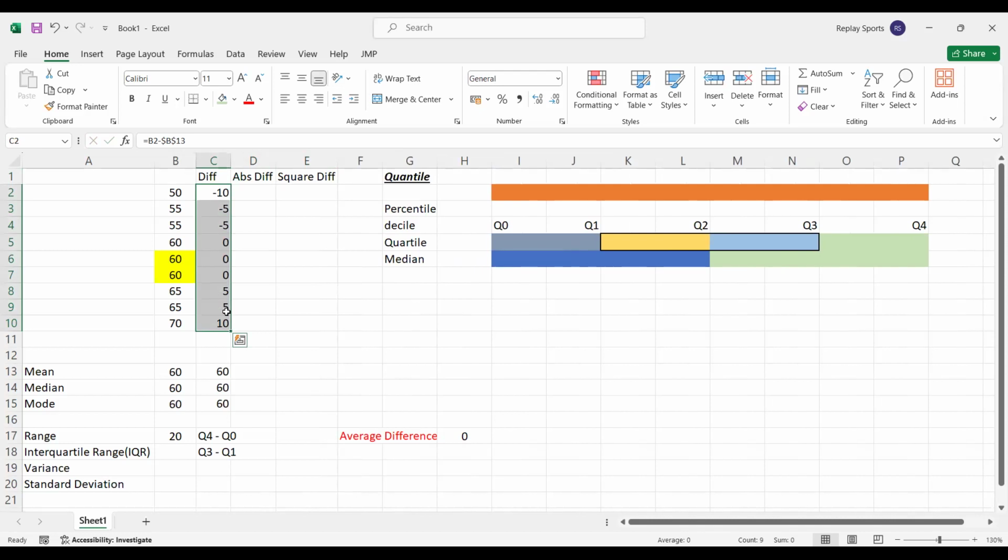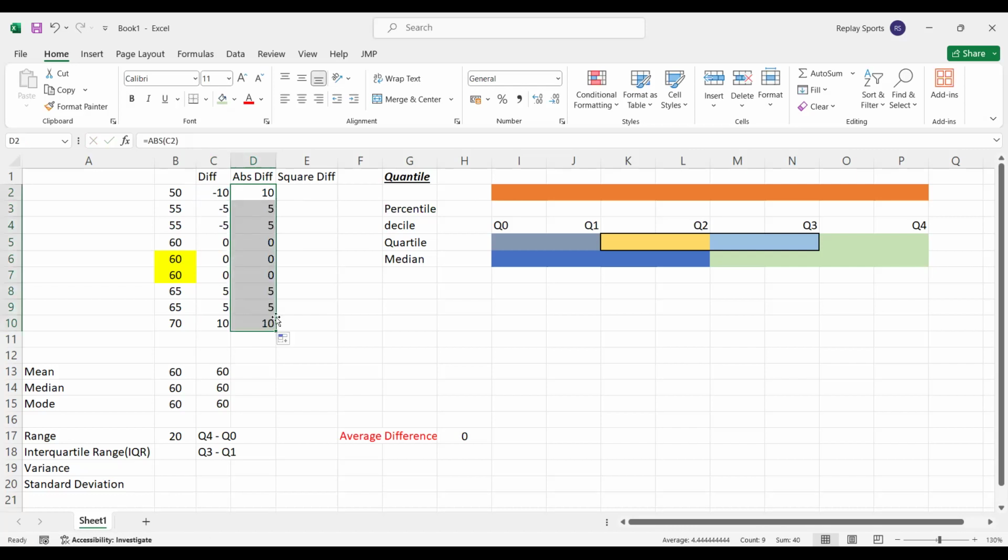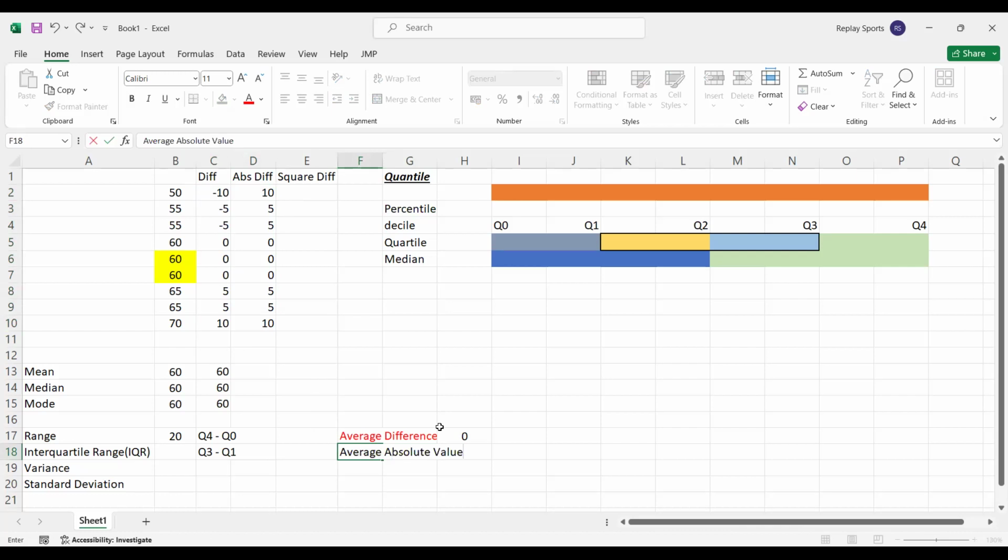Absolute value, if you remember mathematics, we write those parallel lines. Absolute value will make minus 10 into plus 10. So now everything is positive. What we just did is we took the average absolute value. In statistics, average is called the mean. So your mean difference is not useful. Your mean absolute value is useful.